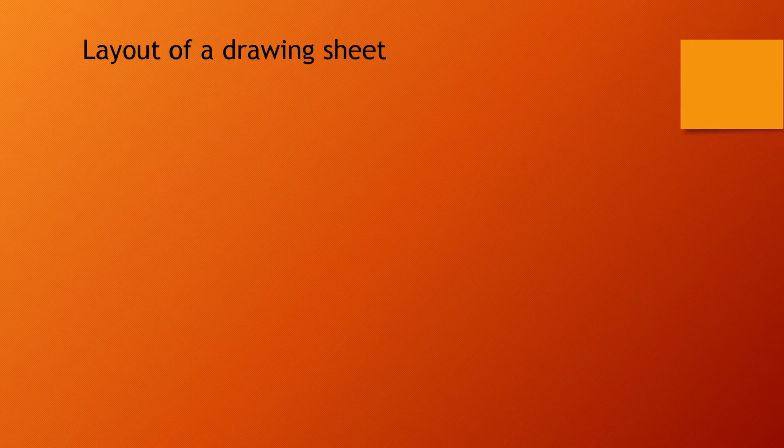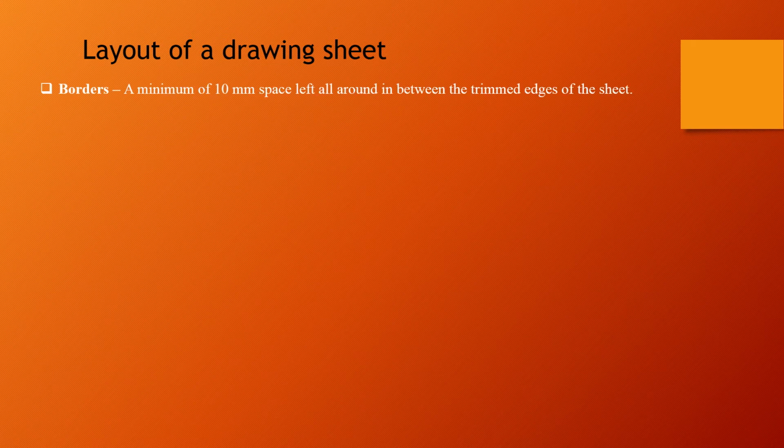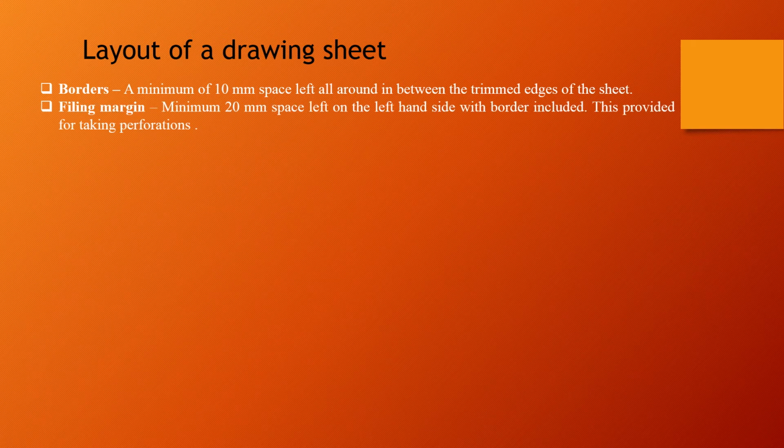Okay, we are continuing the previous layout of an engineering sheet. Borders: a minimum of 10 millimeters space is left around, in between the trimmed edge of the sheet. Filing margin: a minimum of 20 millimeters space is left on the left hand side, with the other border included. This is provided for taking perforation.